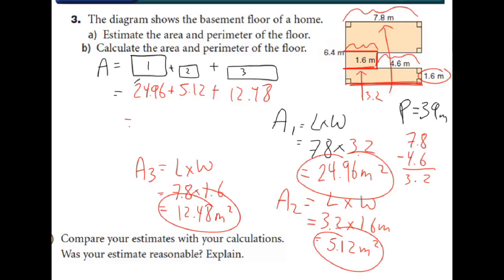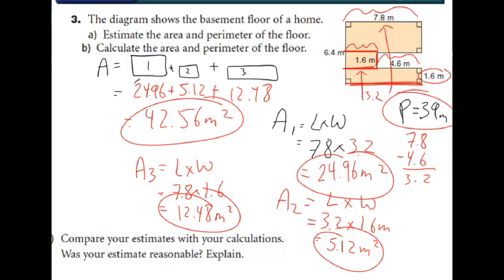On the trusty old calculator, we get 42.56 meters squared. Not too far off from my estimation, and that shows you how estimation works. Even though you round numbers off, you can be kind of close. Okay, so 42.56 for this question.